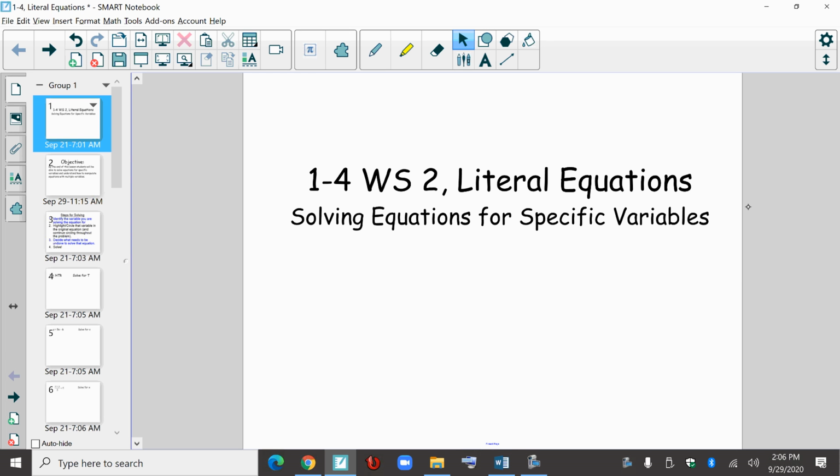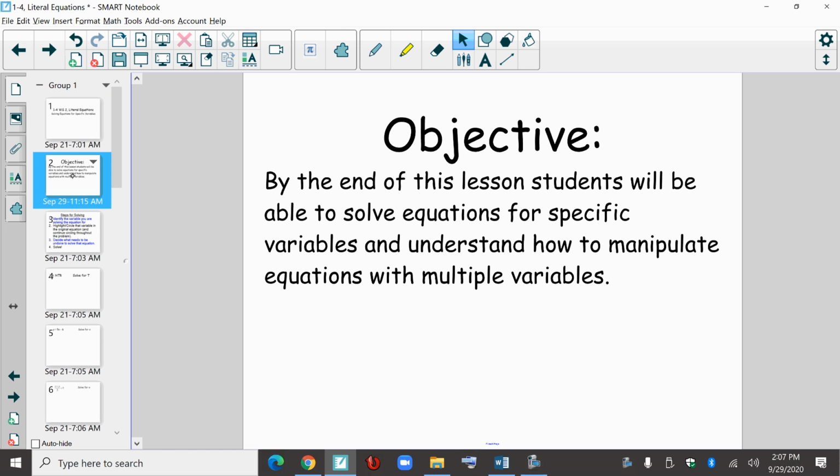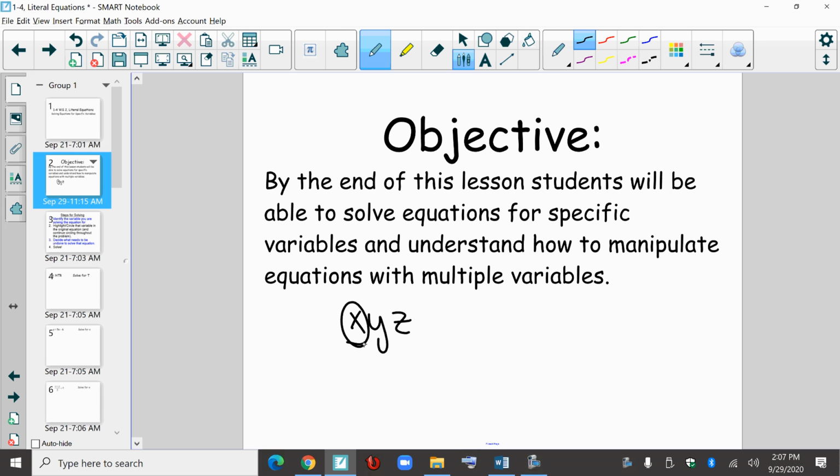Okay, today we're going to be focusing on literal equations and solving for equations for a specific variable. What this means is you guys, by the end of this lesson, will be able to solve equations for specific variables and understand how to manipulate the equations with multiple variables. Meaning, if there's an x, a y, and a z in a problem, and I tell you to solve for x, you'll know how to do that.